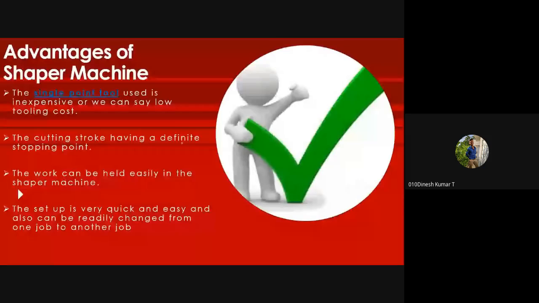Next, you can see some advantages of the shaper machine. A single point tool is used in a shaper machine, so it is inexpensive, or we can say low tooling cost. The cutting stroke has a definite stopping point. It has only a limited stopping point, not infinite. Torque can be held easily in a shaper machine. The setup is very quick and easy, and it can be easily changed from one job to another job.